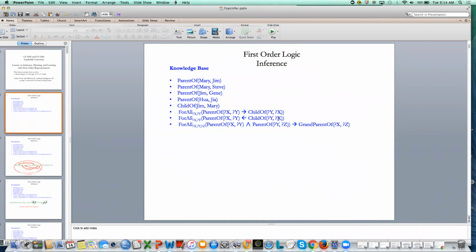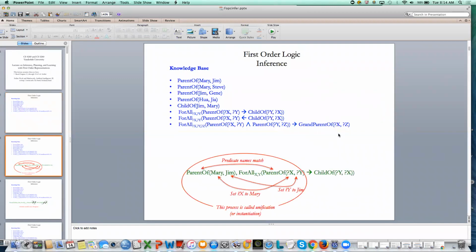Axioms. Here's a simple knowledge base. And I've changed this knowledge base very slightly from last Thursday's lecture. We've still got many of the same relations, but we've got a grandparent-of relation. So if X is a parent of Y and Y is a parent of Z, then X is a grandparent of Z.